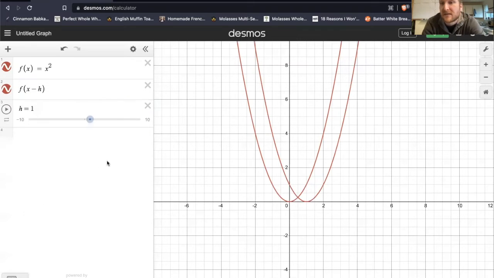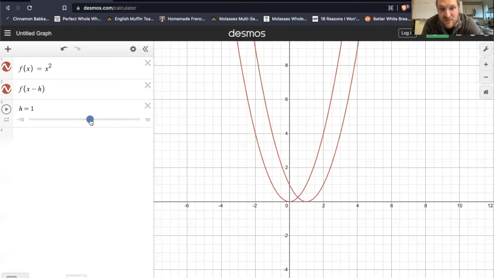Whatever. Okay, doesn't matter. So right now it's saying that h is 1. Well, so in other words, that's f of x minus 1. We should expect that this new function should be shifted 1 unit to the right, and it looks like it is. Now watch what happens when I grab this slider. This is cool.